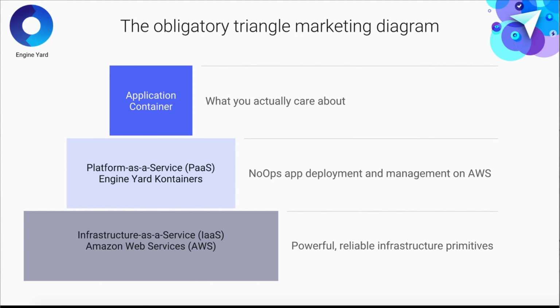Now, I'm obliged to show you a marketing diagram, which has some kind of Venn diagram or triangle. So that's this here. At the bottom, you have AWS. So Elastic Kubernetes Service is really an infrastructure as a service. These are powerful primitives. They power much of the internet. Engine Yard Kontainers sits on top of that. Platform as a service, it's going to make it much easier so you can do what you actually care about, and that's your application on the top.